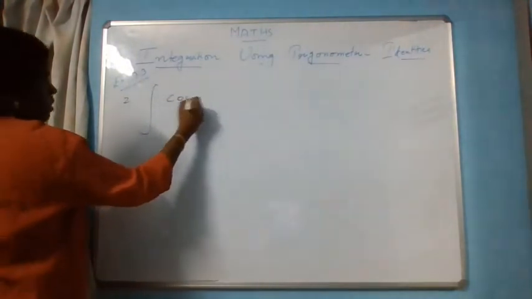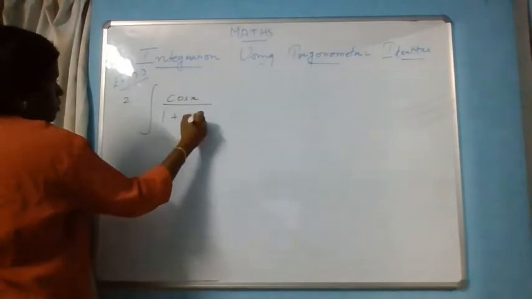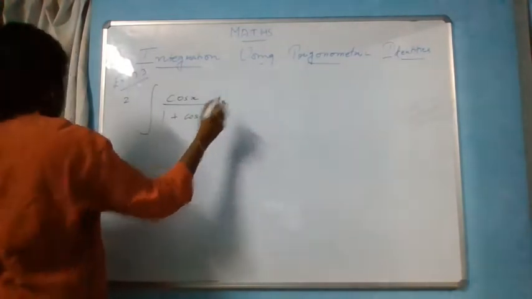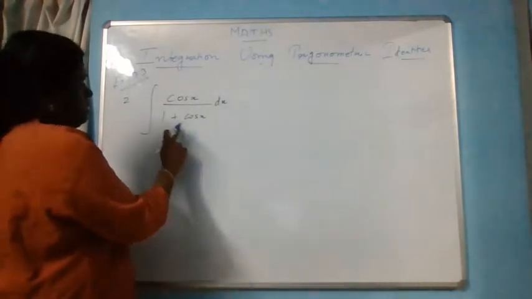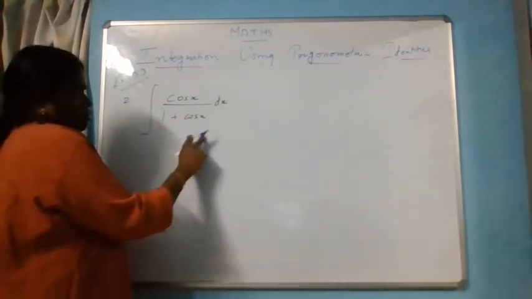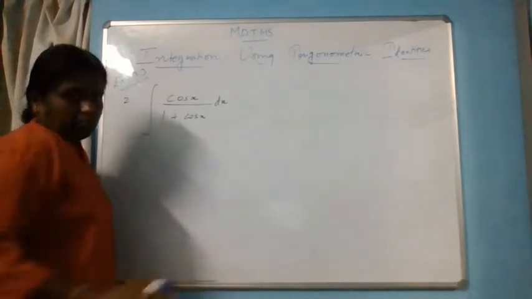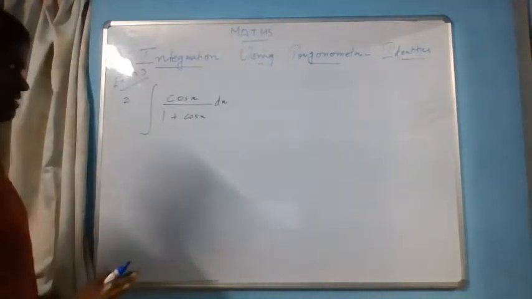Integral cos x by 1 plus cos x into dx. So this is equal to cos x by 1 plus cos x dx. So we have to think of something where we can make the integration process simpler. That is our main idea.